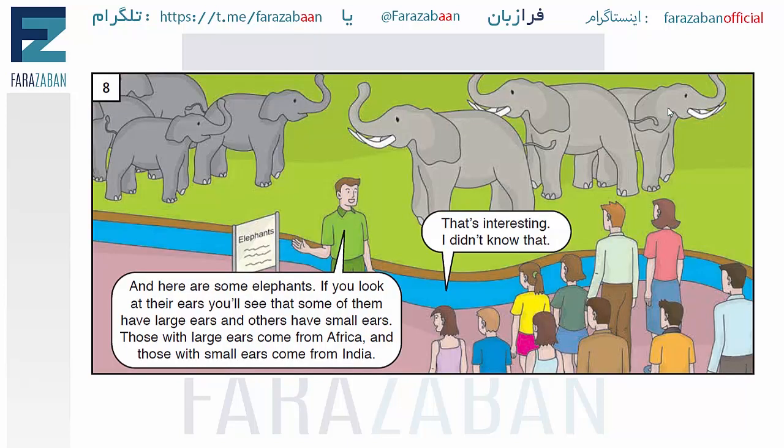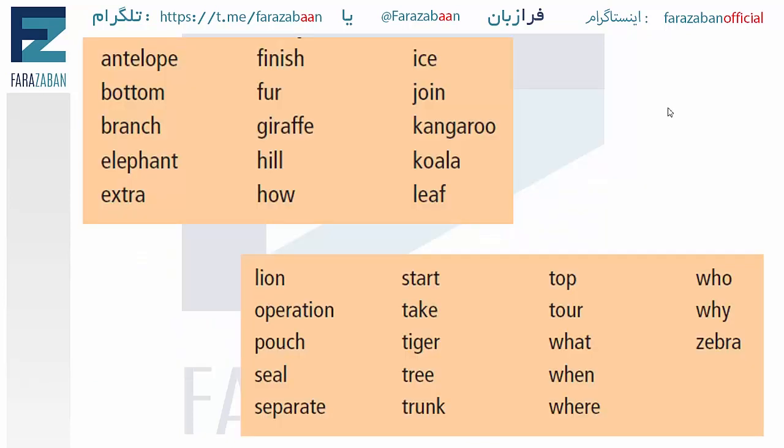And here are some elephants. If you look at their ears, you'll see that some of them have large ears and others have small ears. Those with large ears come from Africa and those with small ears come from India. That's interesting. I didn't know that. اینم یه دانستنی. فیل‌هایی که گوشای بزرگ دارن از آفریقا هستن، اونایی که گوشای کوچیک دارن از هند.